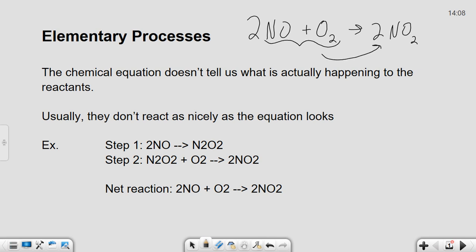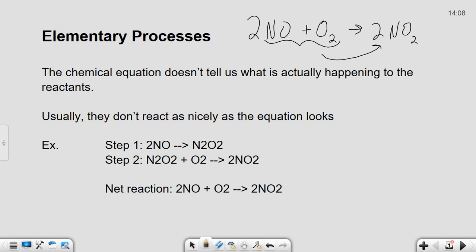So we talked a little earlier about how things have to combine at a certain angle, they have to hit with a certain energy, they have to be bumping against each other in the right orientations and everything. So it's not usually a super neat one goes immediately into another. You're going to have some kind of activated complex in between.